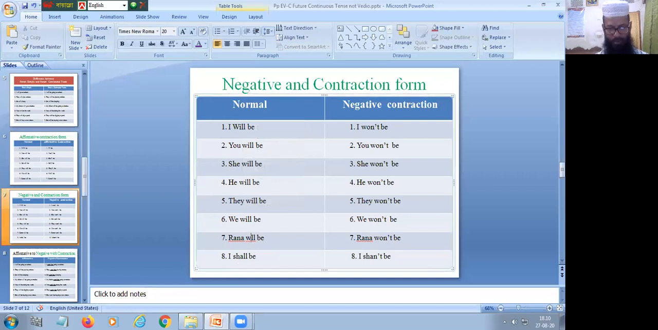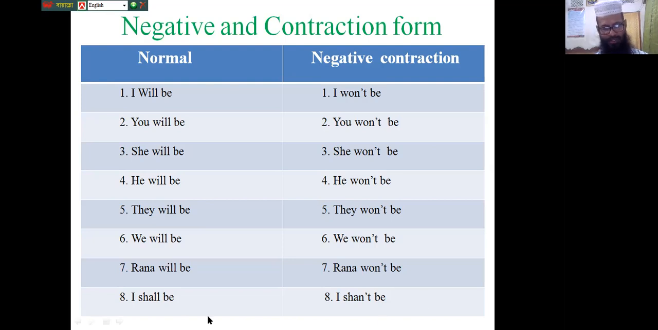Rana will be. Rana won't be. I shall be, I shan't be. Whenever you answer the tag question, you have to use shan't be. That means whenever there is a negative contraction, it will be pronounced shortly. I will be, I won't be. You will be, you won't be. Understand? Next.